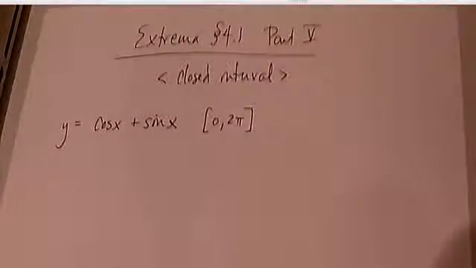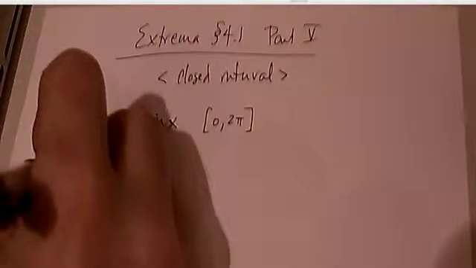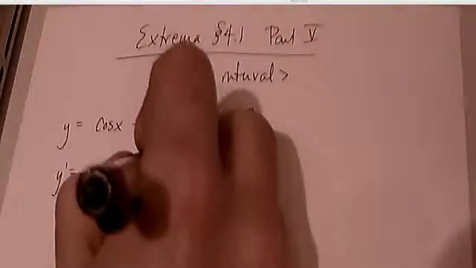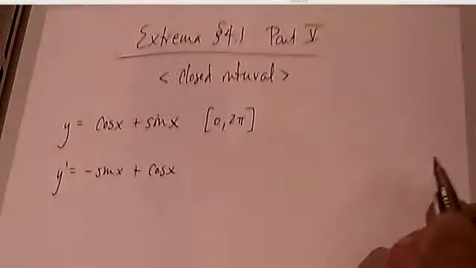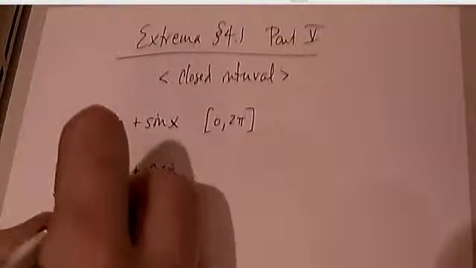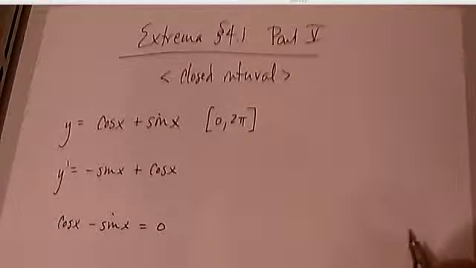Now, we can obviously recognize 0 and 2 pi are going to be very, very easy. Let's look for the critical values. So y prime is equal to negative sine x plus cosine x. And then we need to go ahead and set that equal to 0.